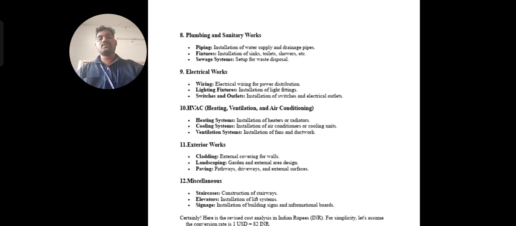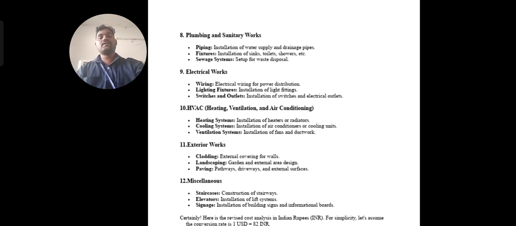Based on the material or the concrete, we provide the exterior design, and similarly there is an interior design. Under miscellaneous, there are staircases and elevators, and signage. These are the major items of the building.